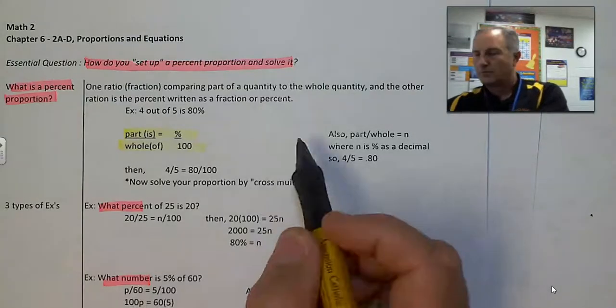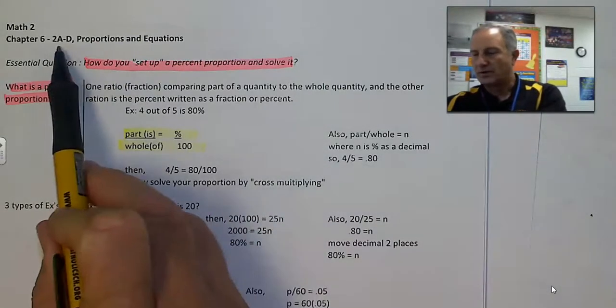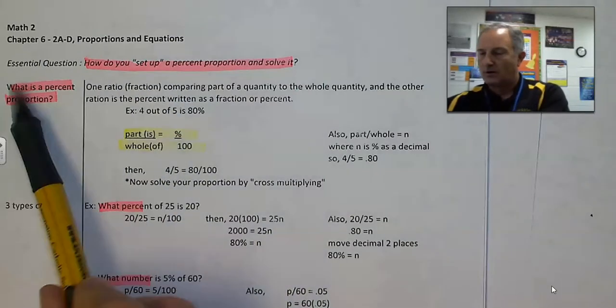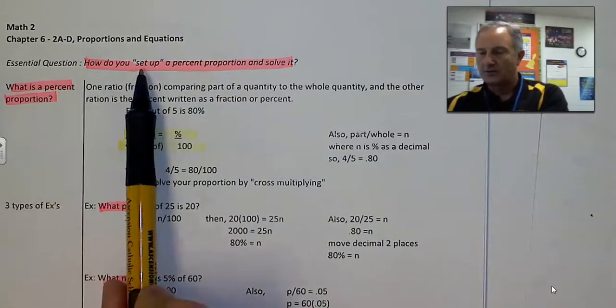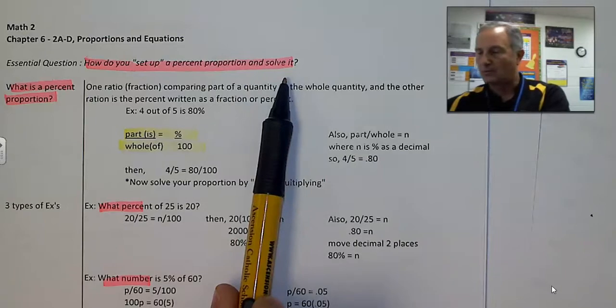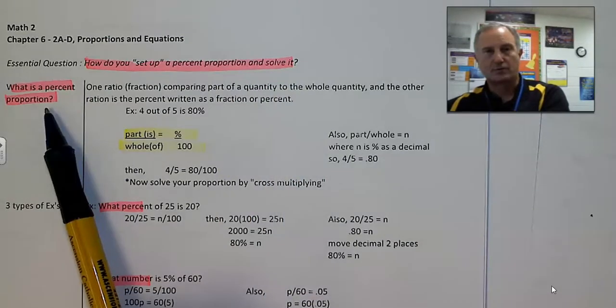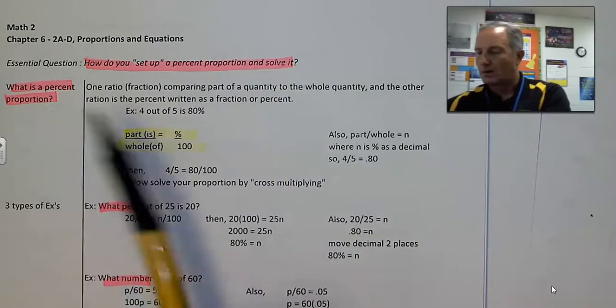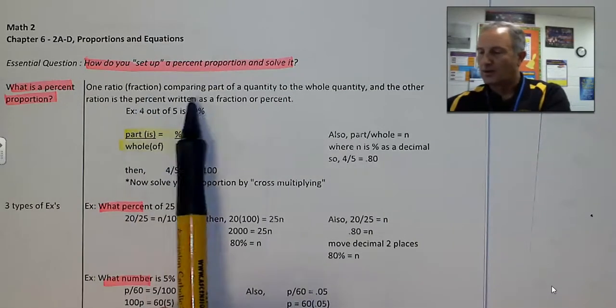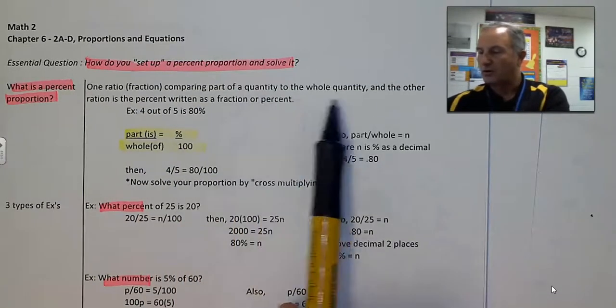All right, moving over to Chapter 6, Section 2AD, working with proportions and equations. Our essential question is, how do you set up a percent proportion and solve it? Okay, well, let's start out by defining a percent proportion. A percent proportion is a ratio, which is a fraction, comparing part of a quantity to the whole quantity.